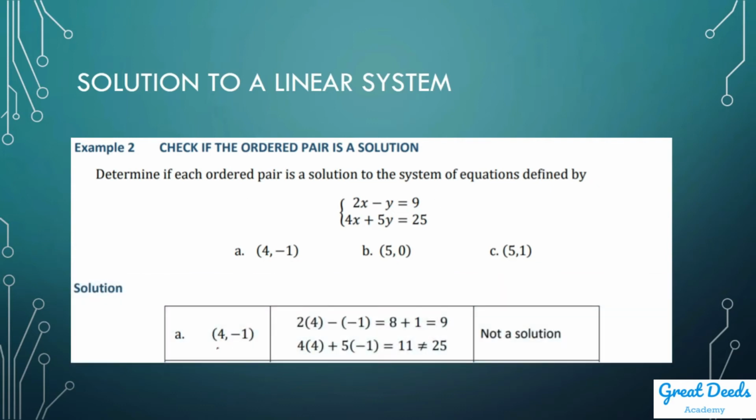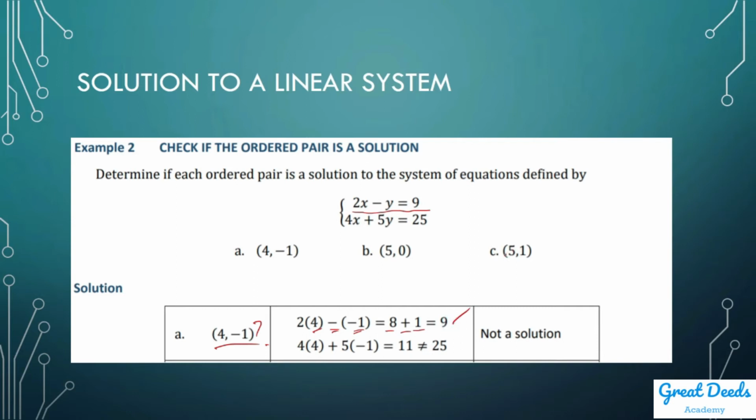Is (4, negative 1) a solution to our system? What we do is substitute it. It becomes 2 times 4 minus negative 1, that is equal to 8, and then plus 1, because minus negative 1 becomes plus 1. That's equal to 9.